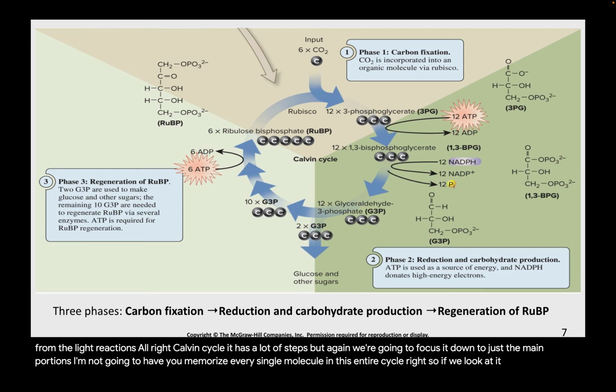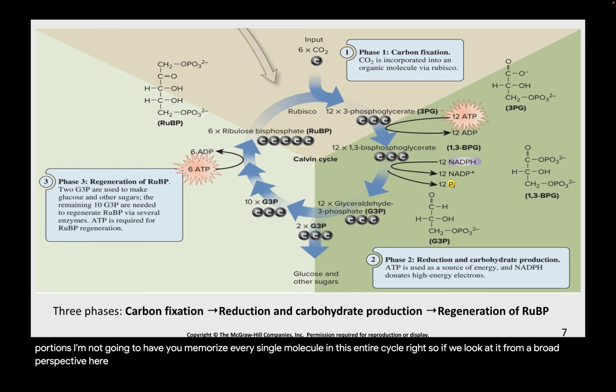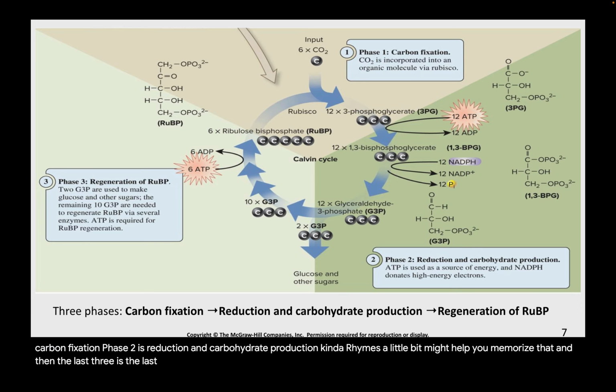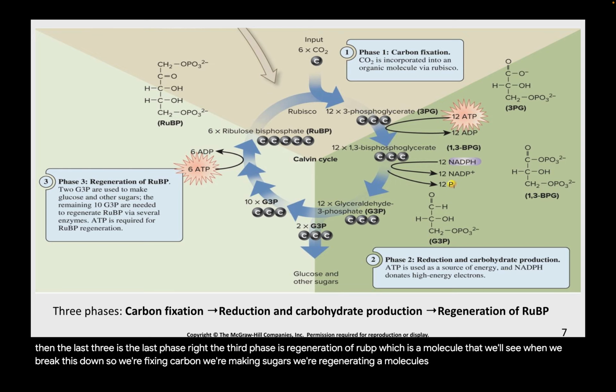So if we look at it from a broad perspective here, this image does a good job of breaking it down into its three phases. We can see on this image there's three colors in these triangle patterns, that each indicate a phase. Phase 1 is carbon fixation. Phase 2 is reduction and carbohydrate production. Kind of rhymes a little bit, might help you memorize that. And then the third phase is regeneration of RuBP, which is a molecule that we'll see when we break this down. So we're fixing carbon, we're making sugars, we're regenerating a molecule so that the cycle can continue.